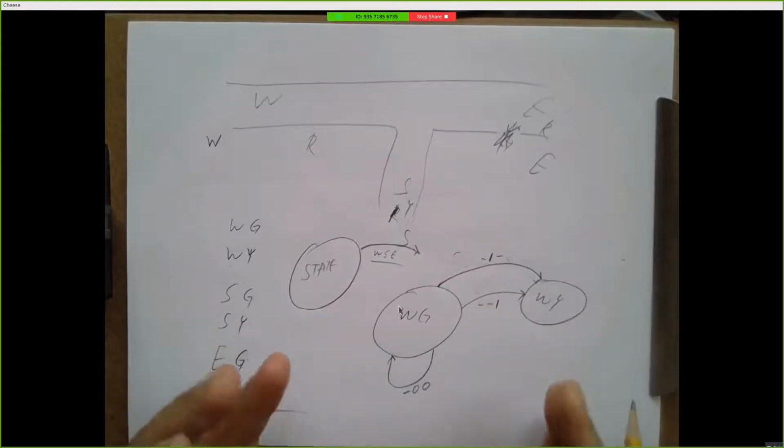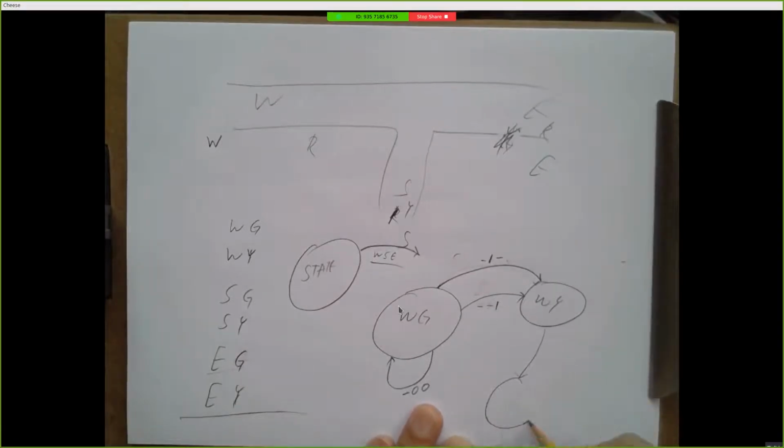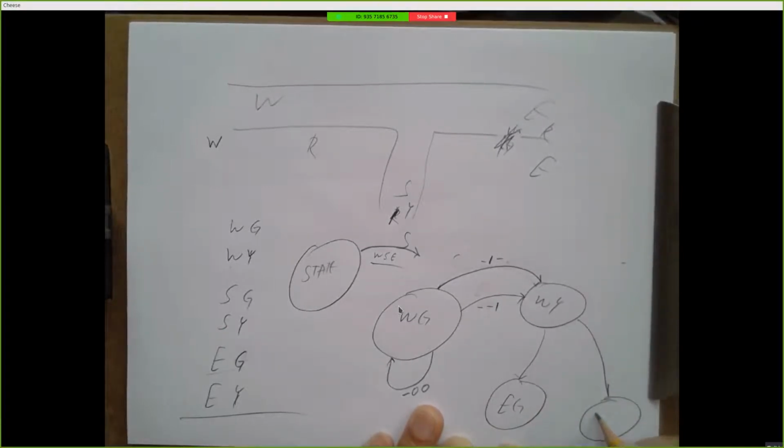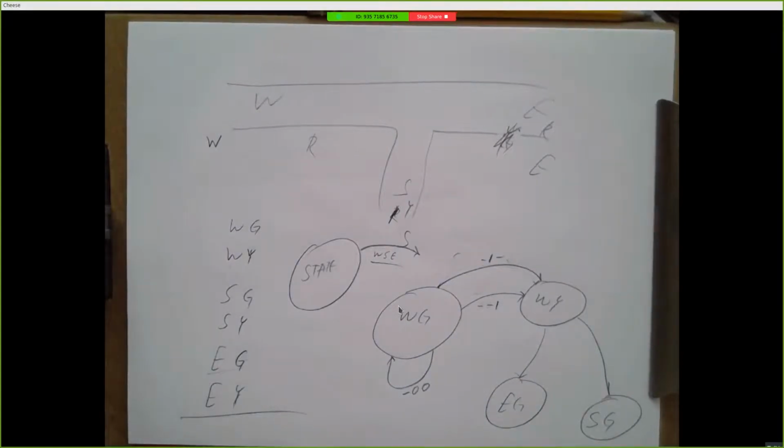So there's the whole set of transitions from west green, and the only place we can go from west green is to west yellow. But from west yellow, we could go to east green, or we could go to south green, depending on what the car situation was that took us from west green to west yellow. So play around with that. Big sheet of paper or a good whiteboard with a good eraser, something that you can design and redesign. It's a good exercise to think about how you describe these transitions from one state to another.